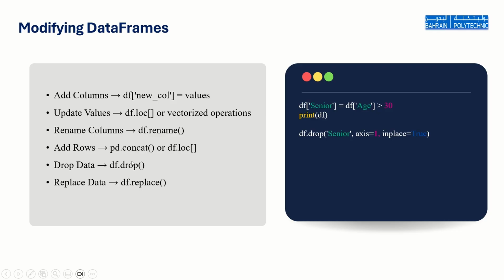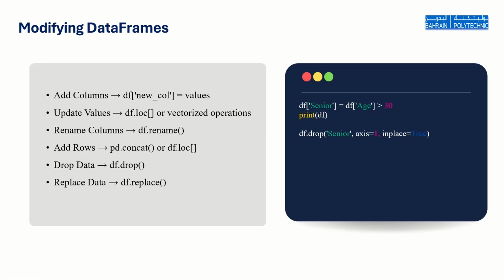You can add new rows. If you want to add a new row, then you can use pd.concat. That is one thing which you could use. And then drop data. If you want to drop your data frame, then you can use df.drop, which means that whole data frame will be dropped. Then if you want to replace the data, then df.replace. So these are all the common functions which you have to work with.